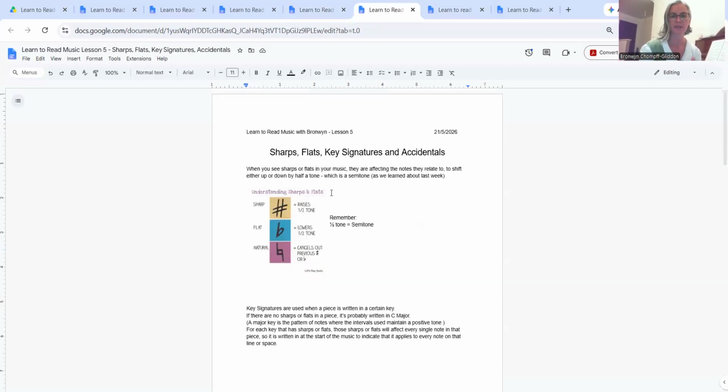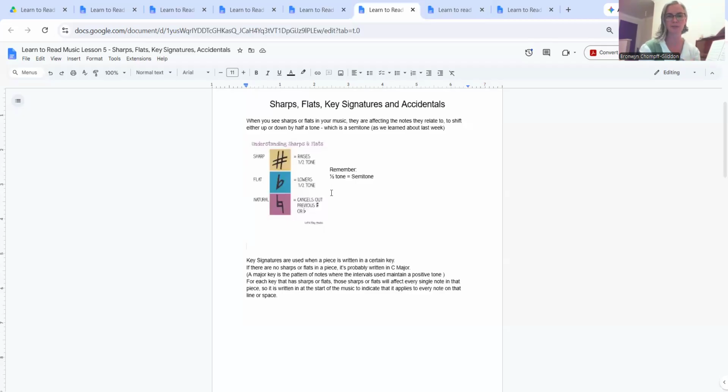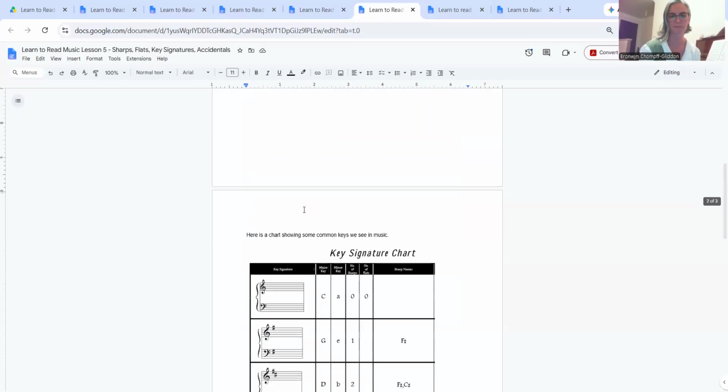Now, with the tones and the semitones and the black keys coming into it, that's where we use sharps and flats. A sharp is to raise up a semitone. A flat is to go down a semitone. From whatever the white key is on the music staff, if there's a sharp in front of it, it will go up, and if it's a flat, it will go down. If you see a natural, that cancels out a previous sharp or flat.